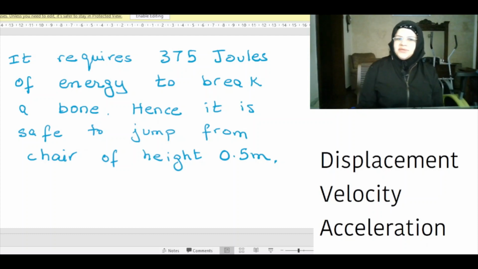It requires 375 joules of energy to break a bone. When a person jumps from the chair, the kinetic energy as he approaches the ground is 294 joules. Hence, it is safe to jump from the chair of height 0.5 meters.